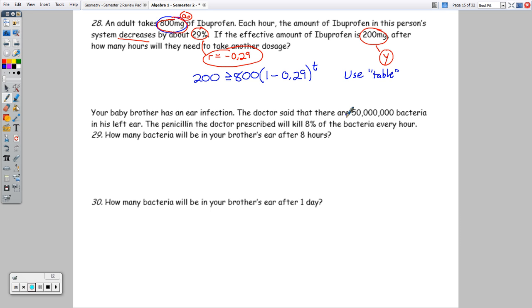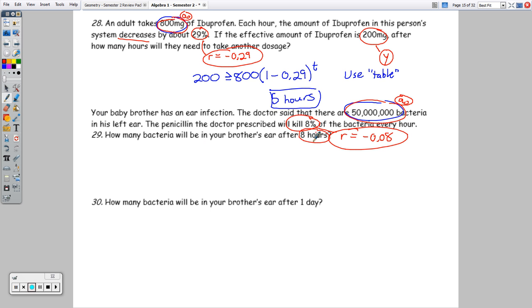For the first time, that happens for the first time at, and I'm just referring to my work I had done before on this one. So this first happens at 5 hours. And then 29, your baby brother has an ear infection. There's 50 million bacteria in the left ear. So that is your initial value right there. The penicillin will kill 8%, so that's going to get rid of 8%. So we're going to think of that as our R value.